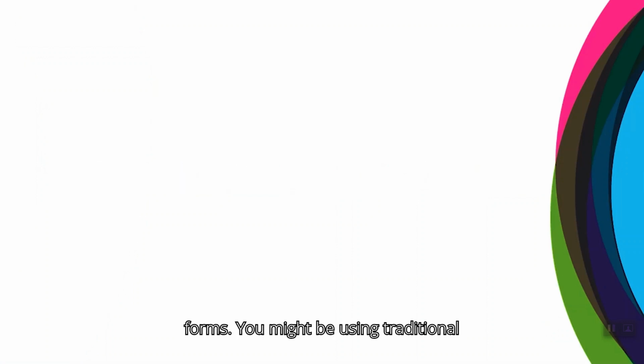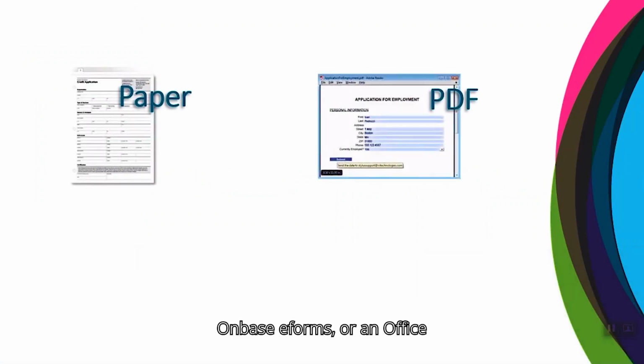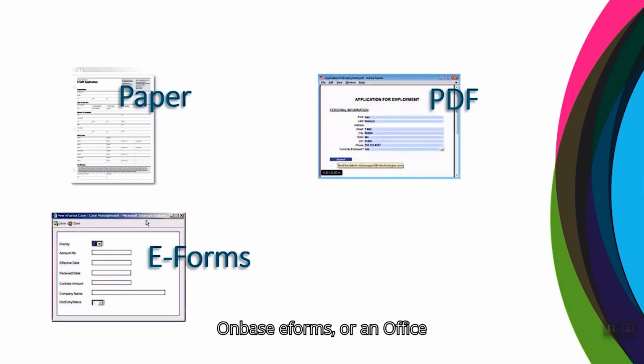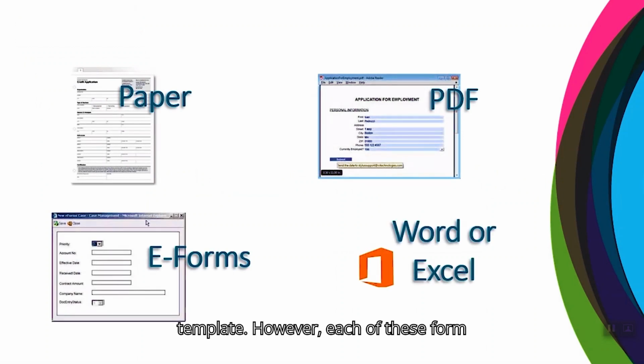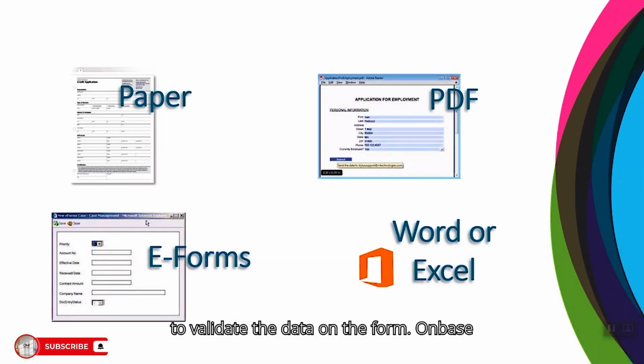Every company has forms. You might be using traditional paper forms, fillable PDF forms, Onbase e-forms, or an Office template. However, each of these form types have limitations. Paper can get lost in the shuffle, and there's no way to validate the data on the form.